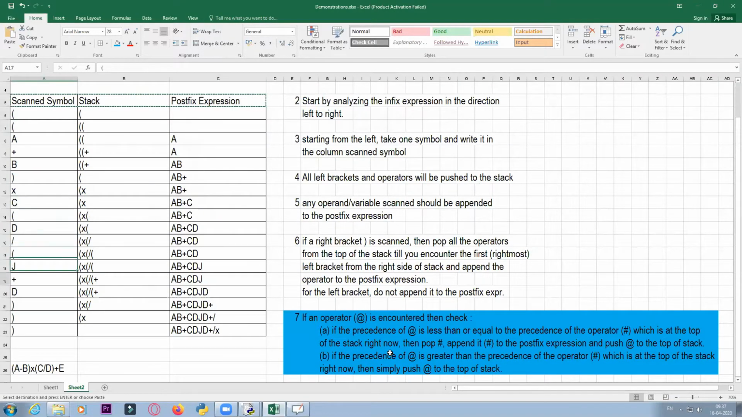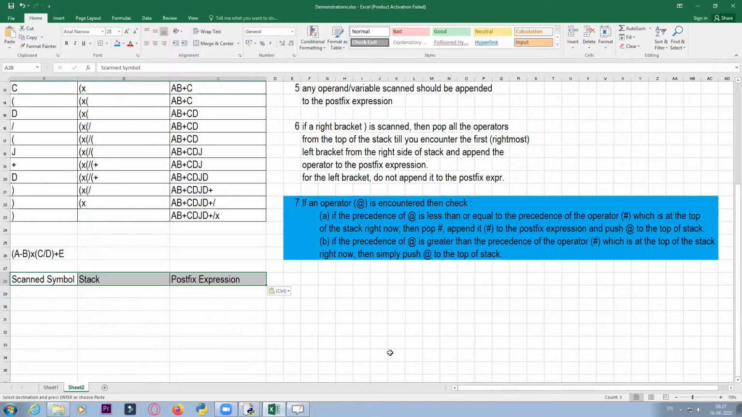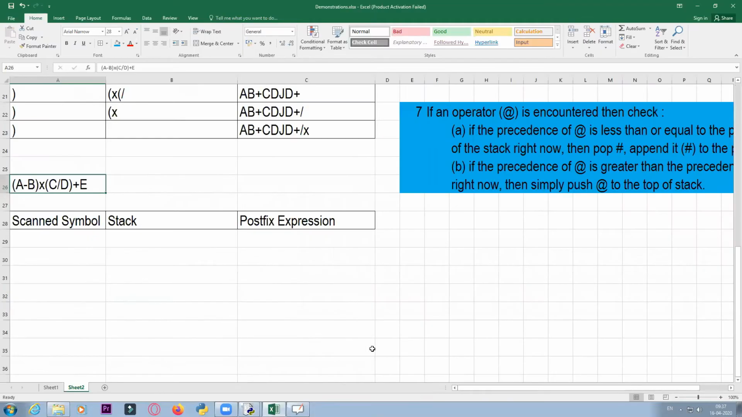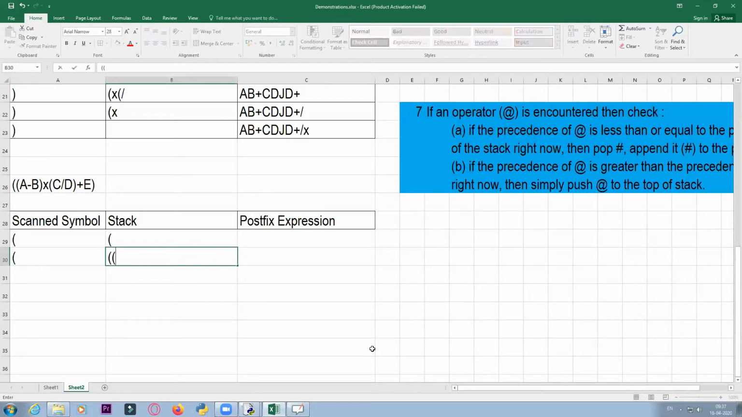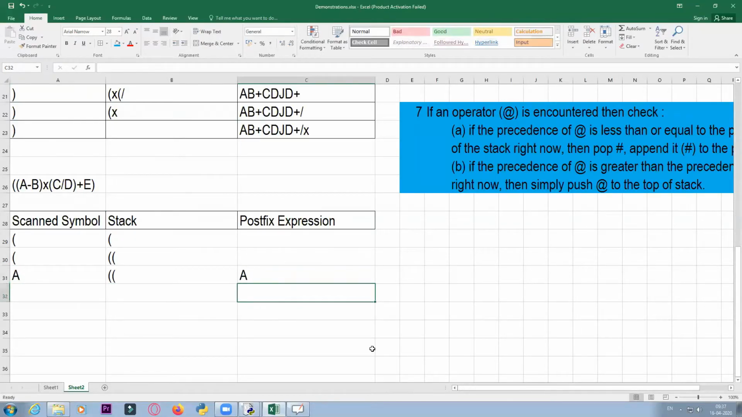So again, I'm going to create 3 columns. We first start with enclosing this particular expression within a pair of brackets. Now we start scanning the symbols from the left side. The bracket will be added to the stack and the postfix expression will be blank. Second bracket, stack contains 2 brackets. Postfix expression is still blank. A is added to the postfix expression. Minus.